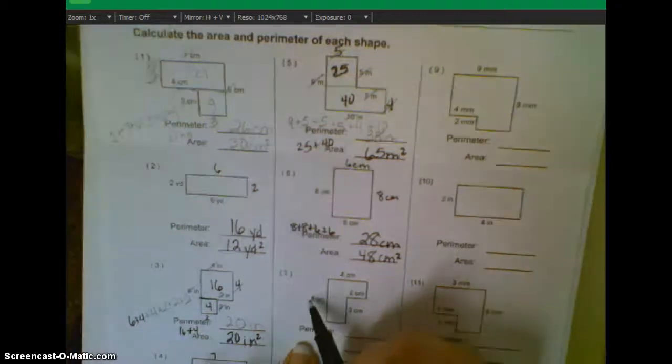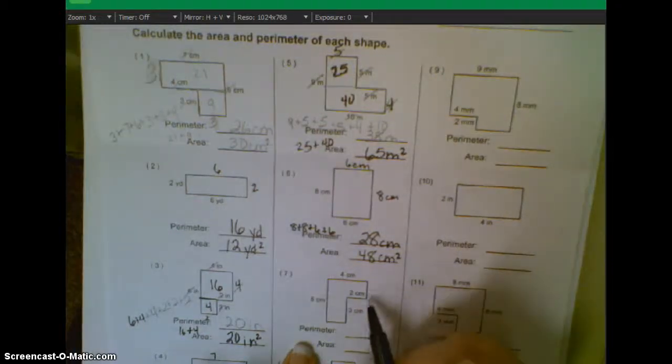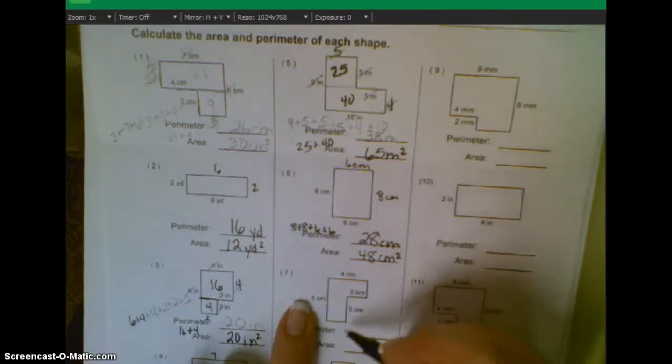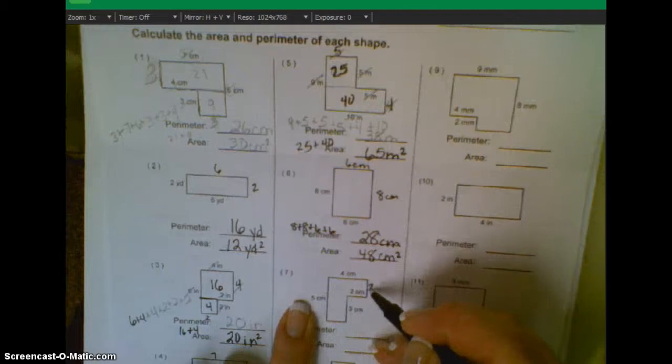Alright, perimeter, 5, 4, we've got, I don't think we have anything here. I think this 2 belongs right there. So we have to figure that one out. If this is 5 and this is 3, this must be 2.